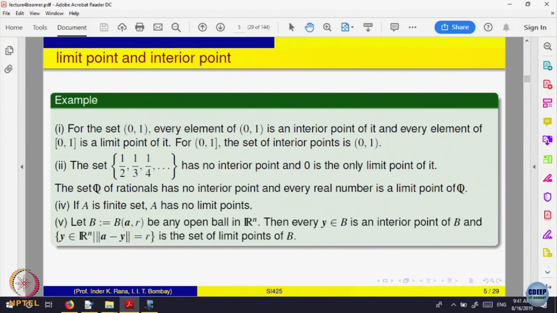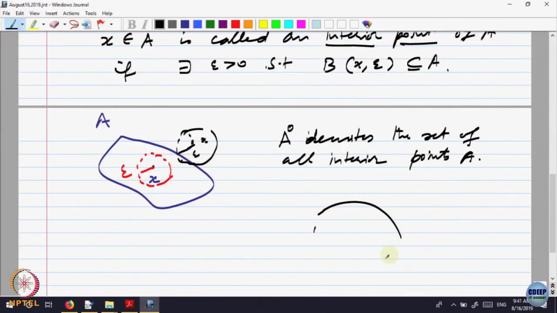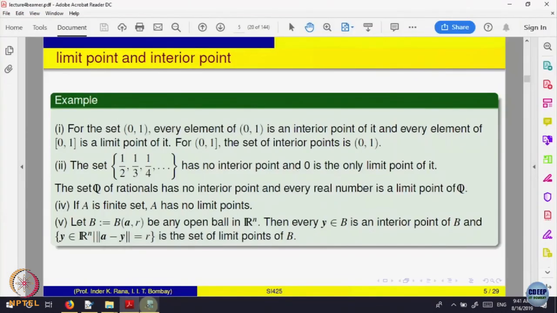If you take any open ball in R^n, then every point is an interior point. We pointed out yesterday also, given any point in the open ball, you can find a small radius. I left that as an exercise, so do it in the problem sessions. Given any point in an open ball, I can find a small radius. What that radius should be, you have to figure it out. It is not very difficult. So every point is an interior point for the ball.